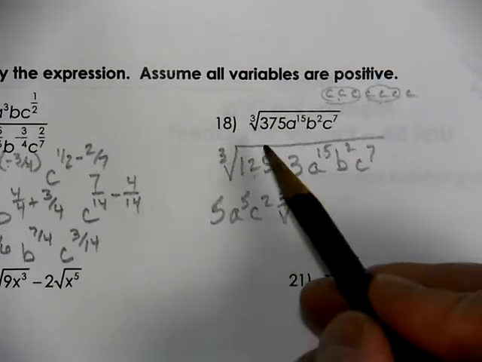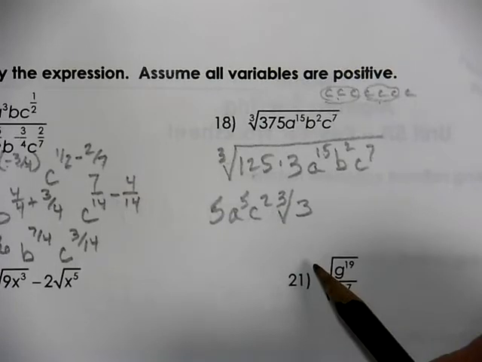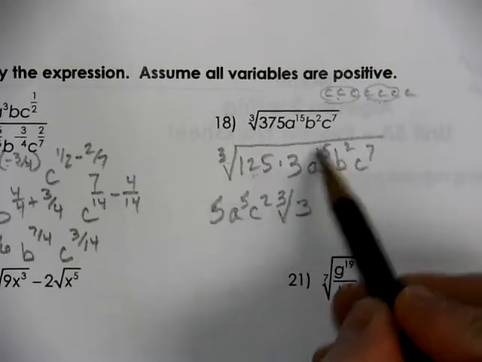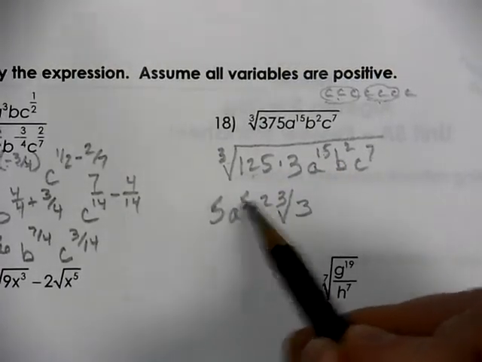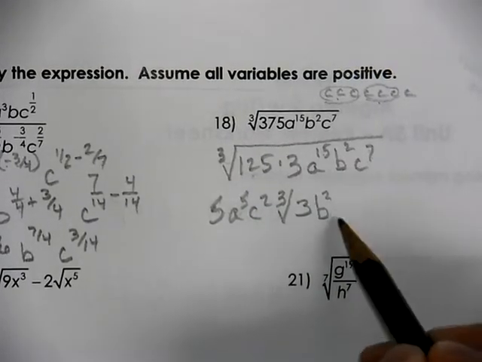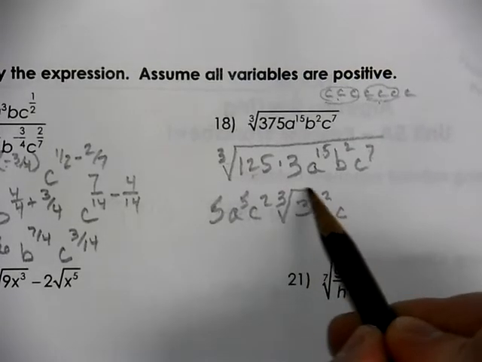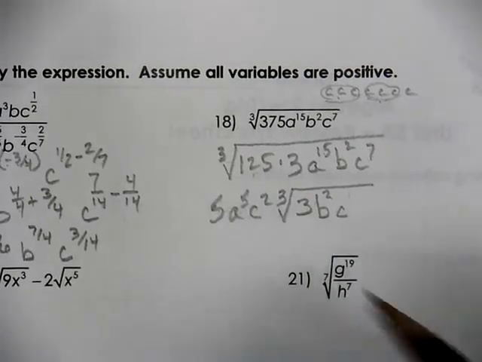What haven't we taken the cube root of? We didn't take the cube root of the 3. We took the cube root of all the a's. We didn't take the cube root of any of the b's. And we had 1 c left over. C to the 1st power.